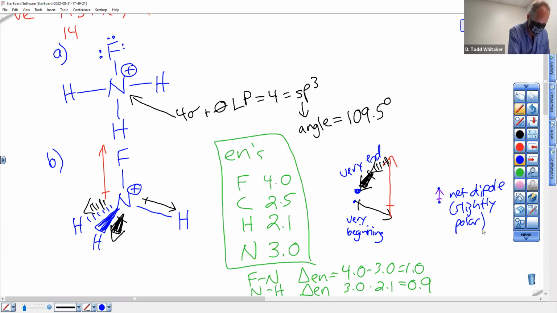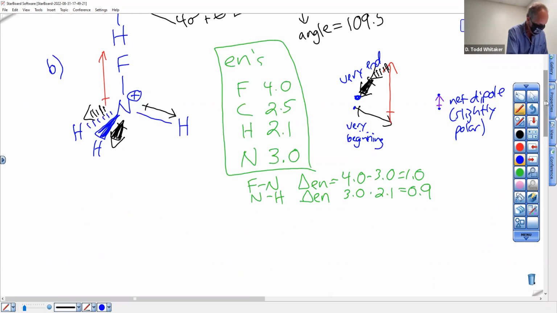Okay? And before I do that, I just want to talk about the wedge and the dash, because that's what messes with my brain. I don't have a 3D brain. But we have a question first.